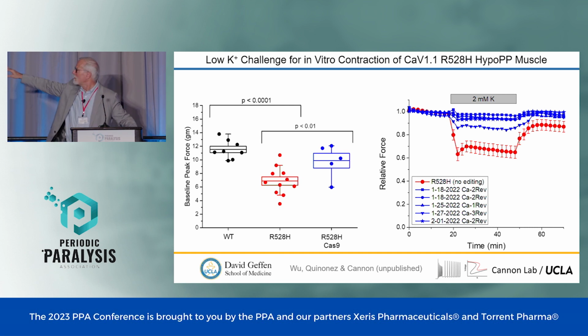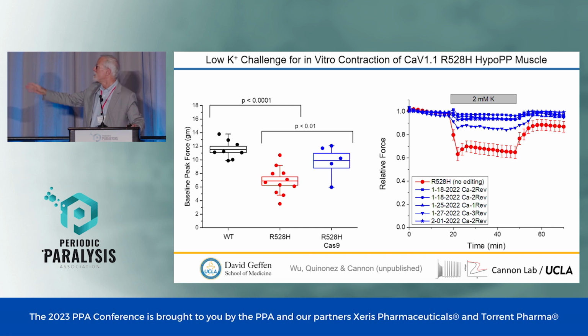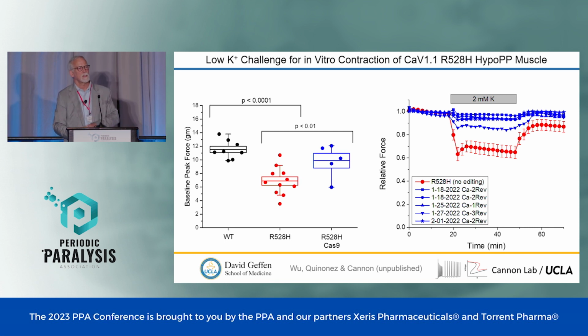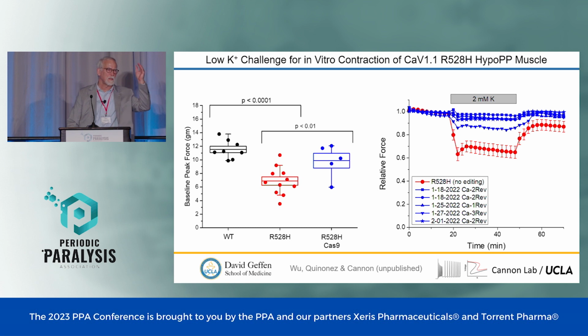In blue are other mice from this same colony where we did the CRISPR deletion of the bad copy of the gene, and you can see the baseline force is much better. What's even more impressive, on the right here, now we're doing the potassium challenge. So again, looking at relative force on the vertical axis and time over 70 minutes there. So every 2 minutes, we do maximum contraction. How well is this muscle working?